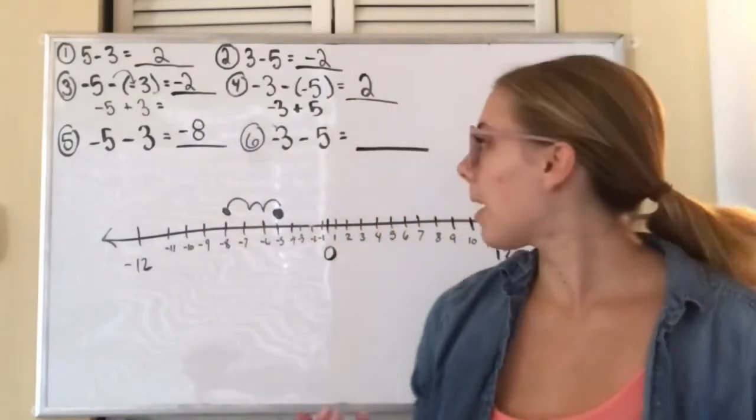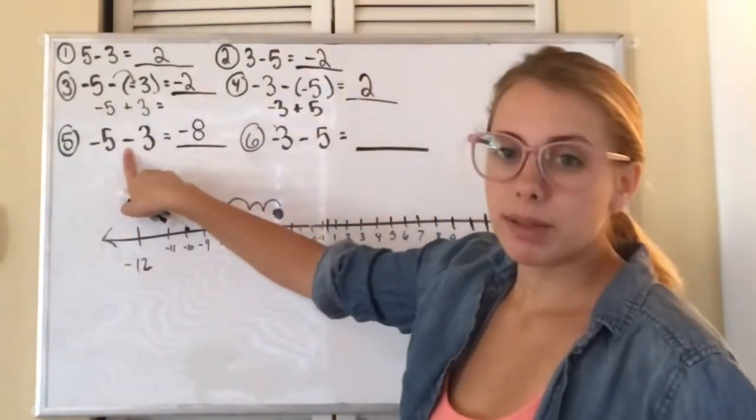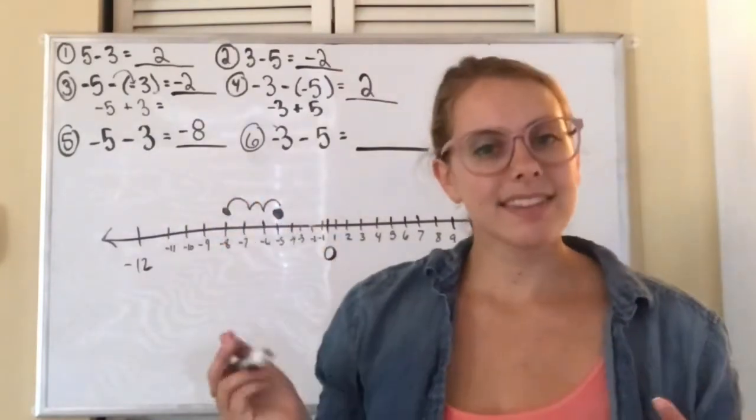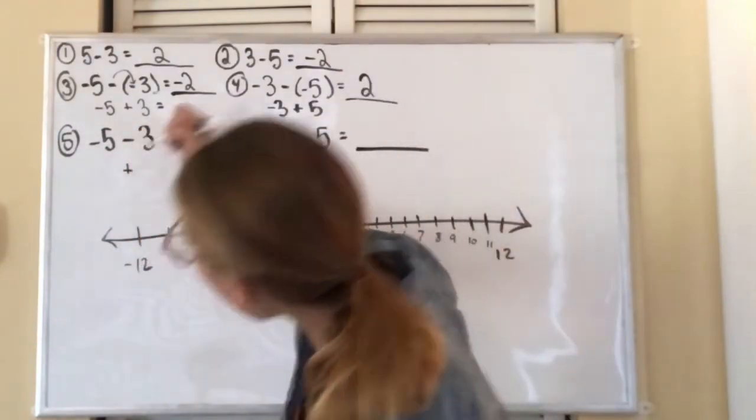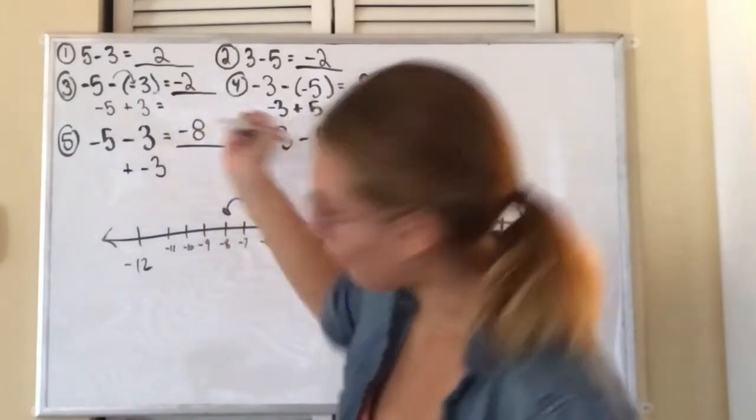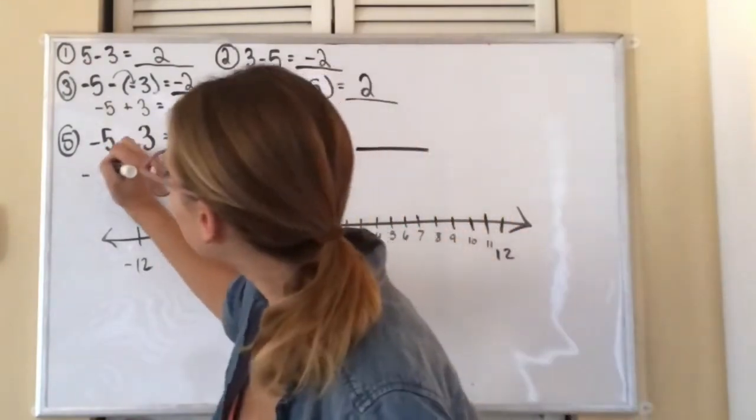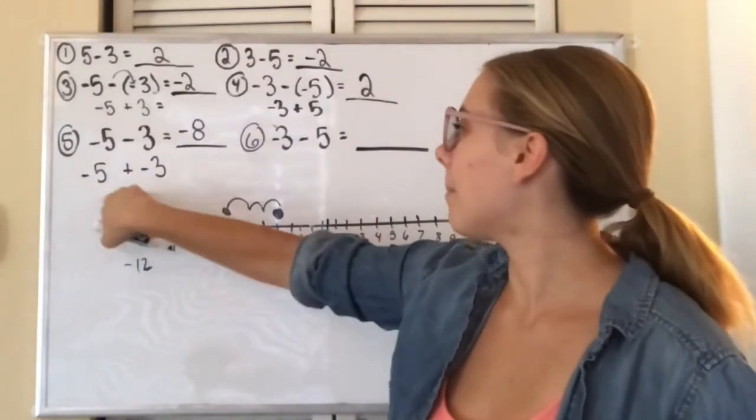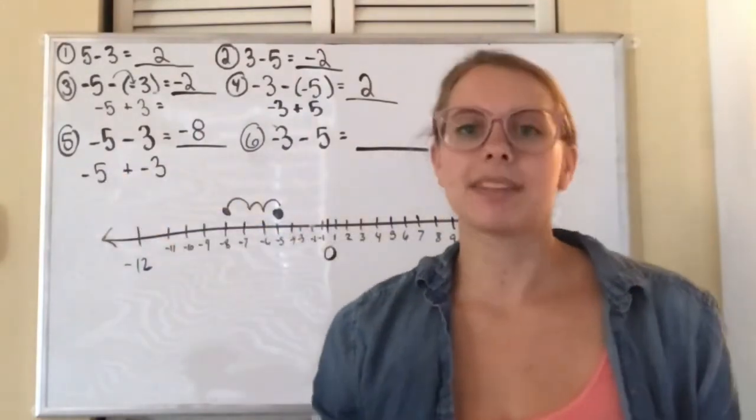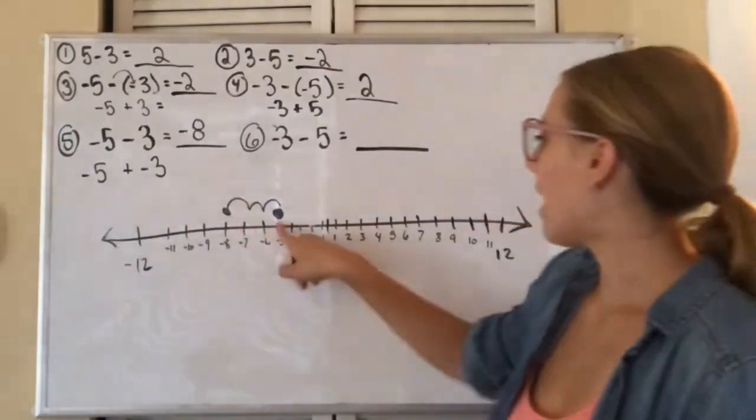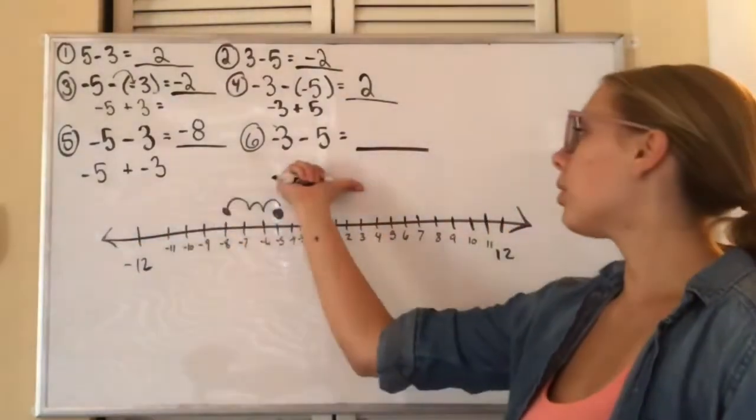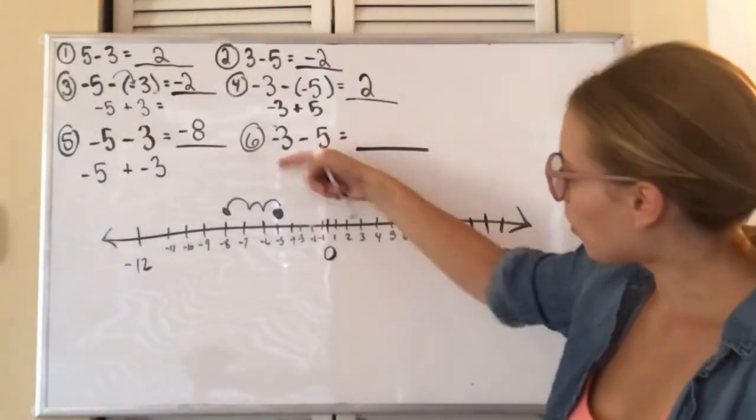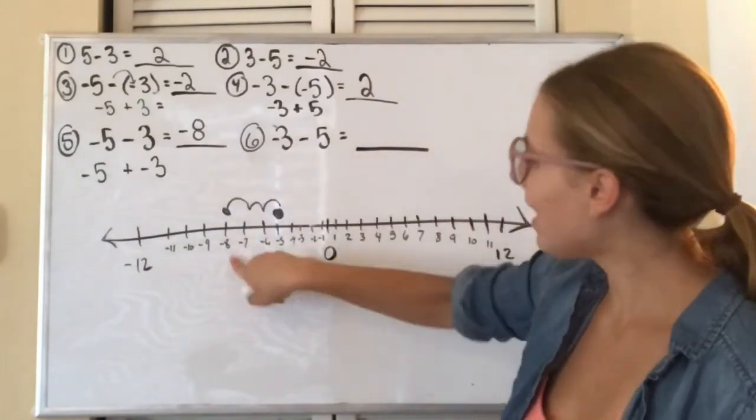Another way to think about this is when you're subtracting 3, that's the same thing as adding -3. And now you have the same signs, so you can add them and keep the sign. Same signs, add and keep. -5 plus means you would go to the right. Negative means you go to the left. 1, 2, 3 gives you -8.